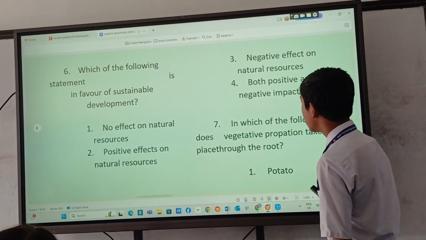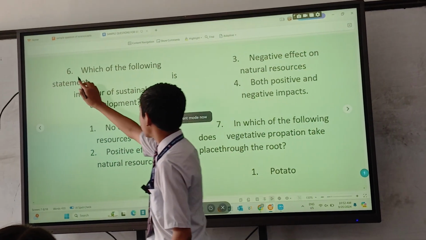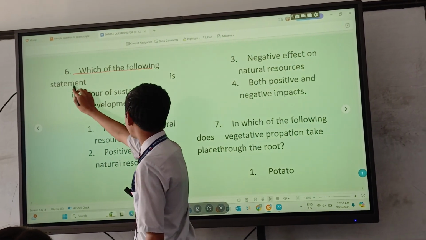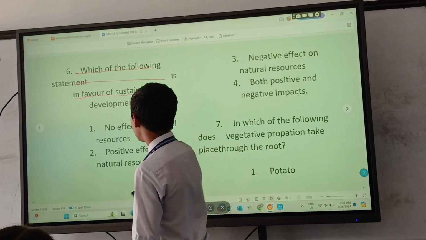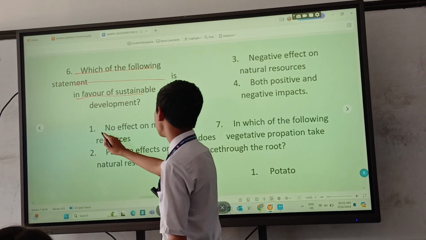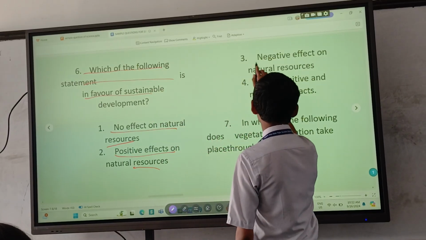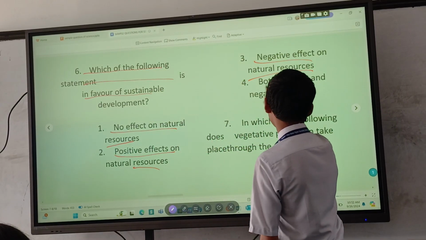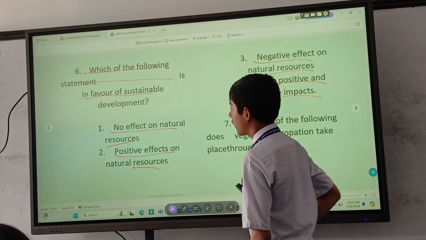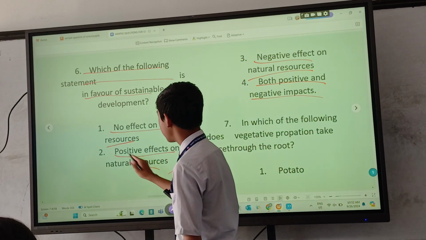So it's the sixth question. Which of the following statements is in favor of sustainable development? The options are no effects on natural resources, positive effects on natural resources, negative effects on natural resources, and both positive and negative impacts. The correct answer is, yes, this is the correct one.